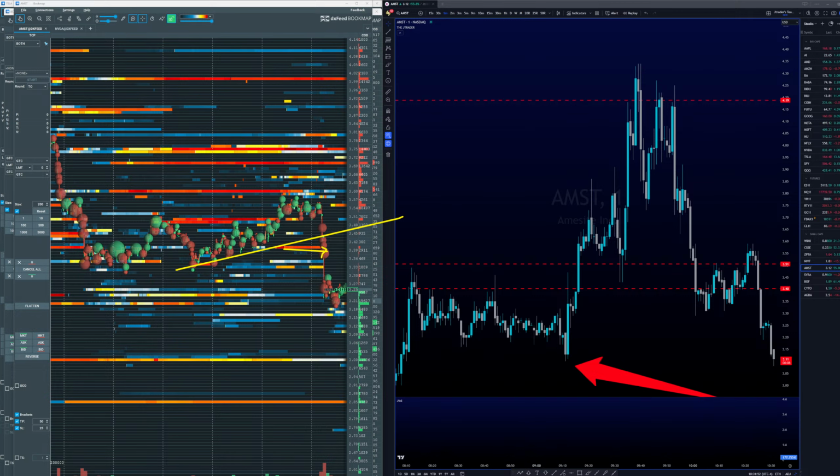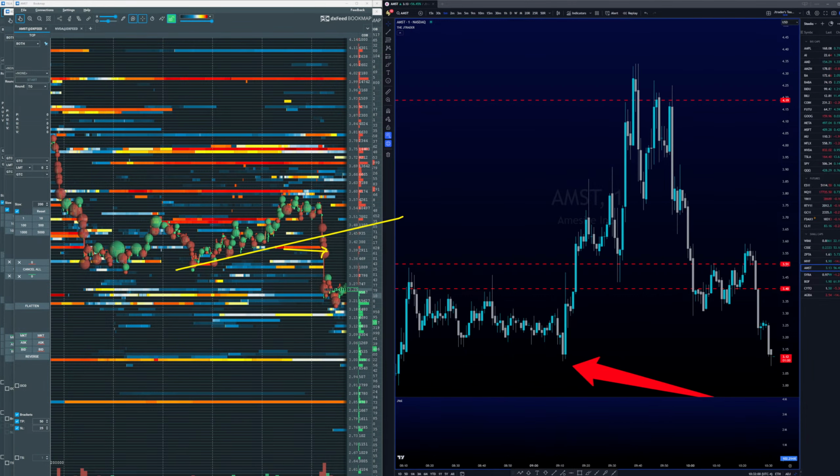This over here, this is like AMST. This is the clear manipulation we have in small caps when we push, then have a fake out higher day, and then we unwind and they trigger stop losses. Boom. Okay, boom.